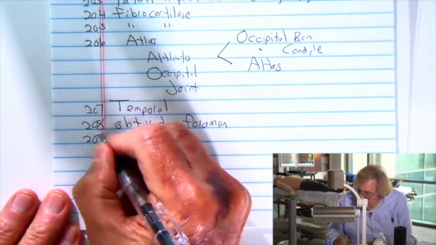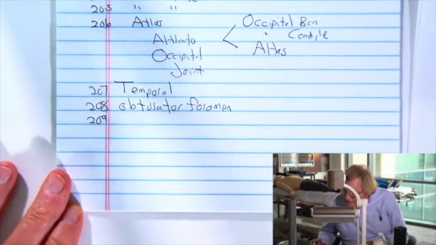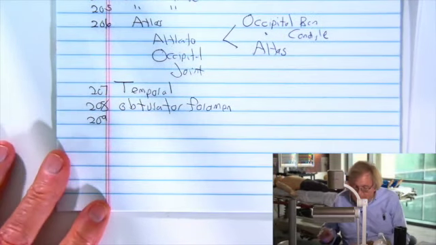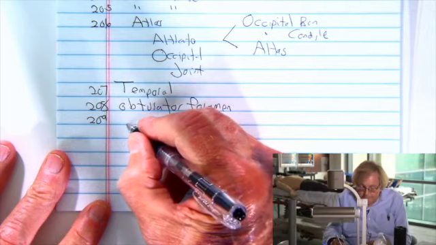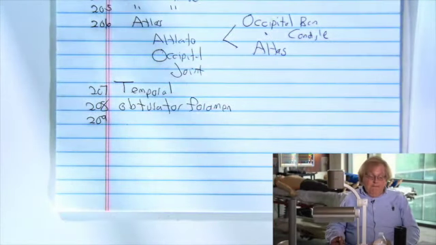209. 209 says the largest foramen in the skull. Give me 1 second. We'll start 209 again. I'm just getting a little feedback on the audio. Count to 10 for me. 1, 2, 3, 4, 5, 6, 7, 8, 9, 10.